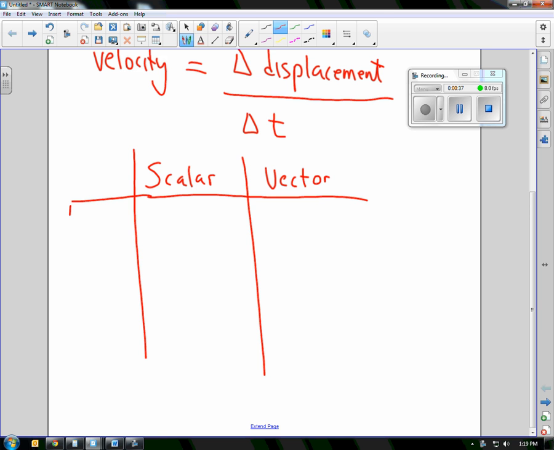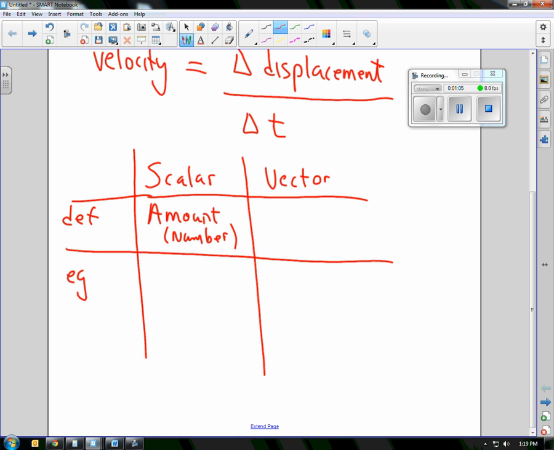So I'm going to start with a little definition for you. When you stand on a scale, you find out that you are a certain mass. That's a scalar quantity. So scalar simply means an amount. It means a number. Some sort of number. So let's look at some examples.